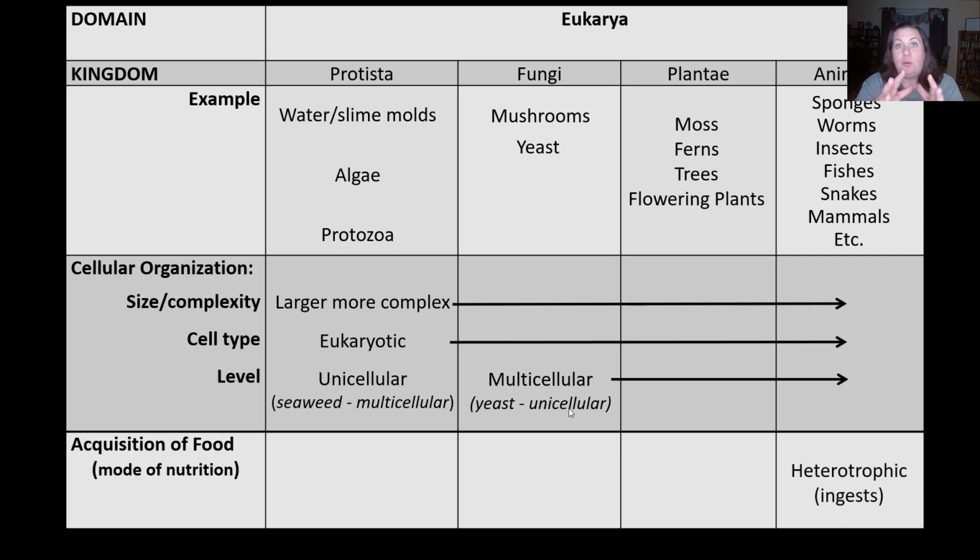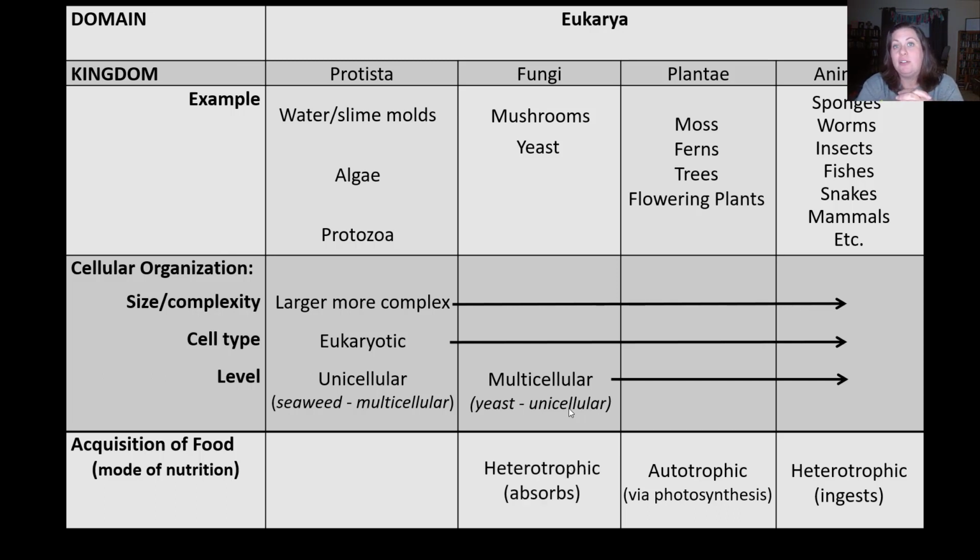Now, let's talk about food. When we talk about animalia, they are going to be heterotrophic, meaning they ingest their food. They take it into their body somehow, and then they digest it. Plants, on the other hand, do make their own food. They do this via photosynthesis.